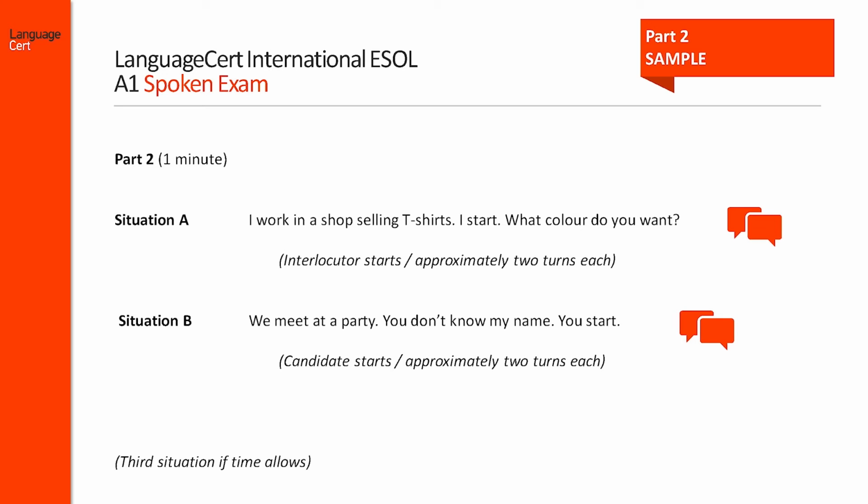You start. Here again, both the candidate and the interlocutor need to produce approximately 2 turns. If there is time left, the interlocutor may present a third situation, which might be taken from the first set of situations or from the second set. The duration of this second part of the spoken exam is 1 minute.